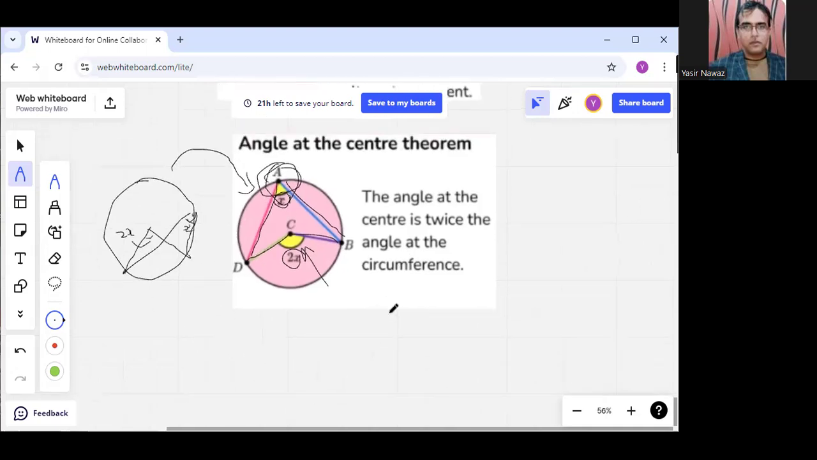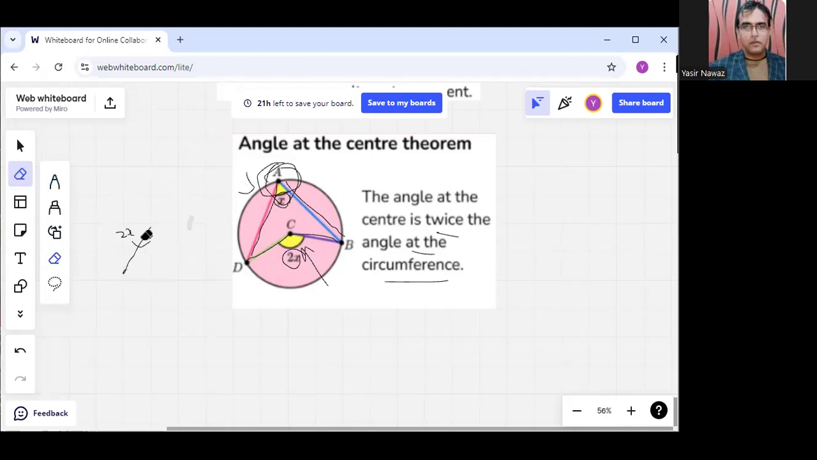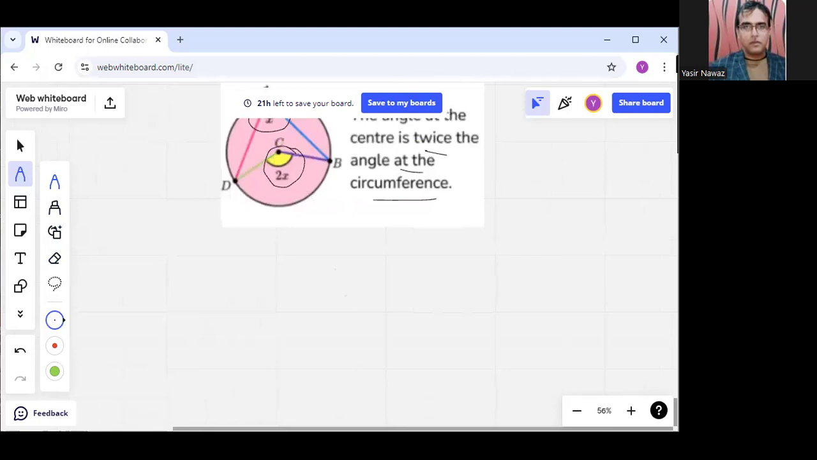But there is the circle theorem which says that the angle at the center is twice the angle at the circumference. This angle is the angle at the center, and it is two times x, twice the angle at the circumference. And this is the angle at the circumference. This theorem says this kind of statement.